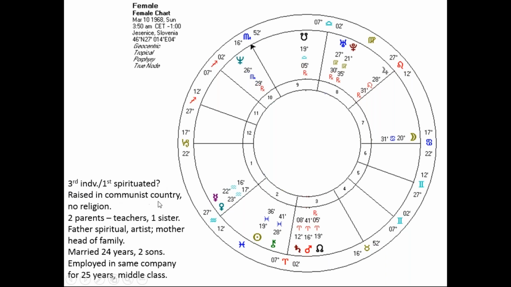She was raised, of course, as you can see, in a communist country. She did not have any religious conditioning growing up. She was raised by two parents. They were both teachers. She has one sister. Father was the spiritual one in the family, an artist. He is almost blind now. Mother was more or less the head of the family. I am gathering from this that father might be the more nurturing parent. Mother might be the more authoritarian parent.